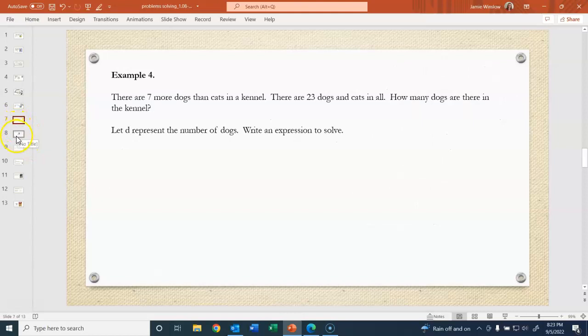Example 4, there are 7 more dogs than cats in a kennel. We did this problem already. This is so funny. I want y'all to try this on your own. Check out the PlayPosit from last week. This is the same problem. So try this on your own without my help and see if you can get to the same answer. I'm going to pop up an interaction for you to solve it.